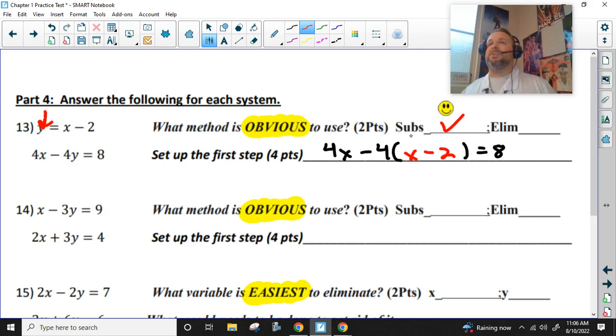You get 2 points for saying which method. You get 4 points for setting it up. You're not having to solve it.